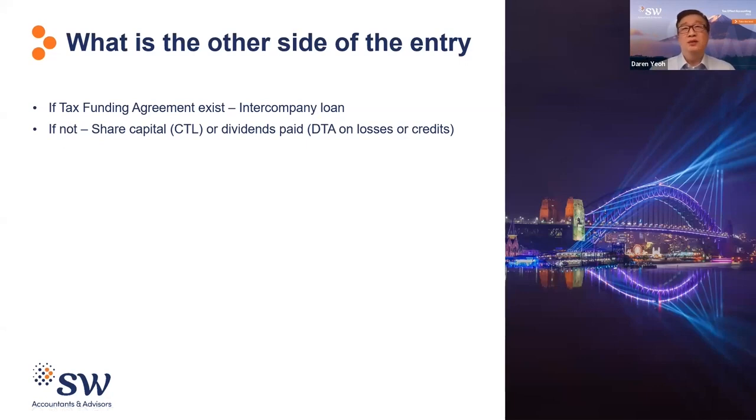In relation to deferred tax assets on losses and credits, the other side of the entry is a dividend payment. So that confuses the accounting, and therefore we strongly recommend that when you enter into a tax consolidation regime, to put in place a tax funding agreement.